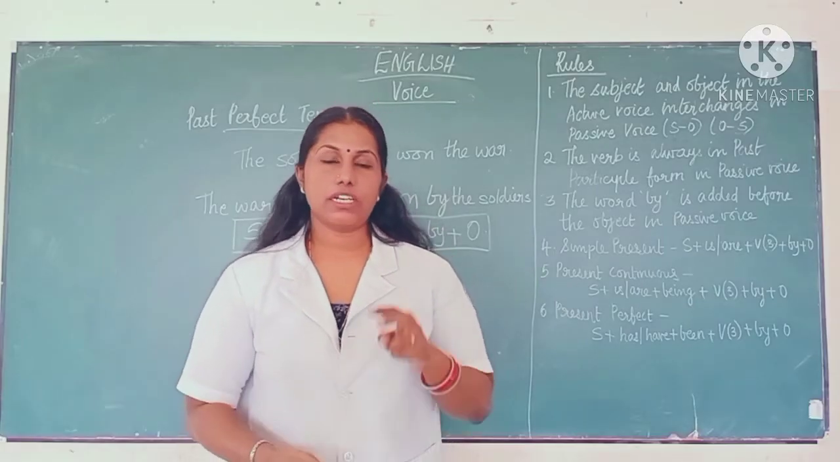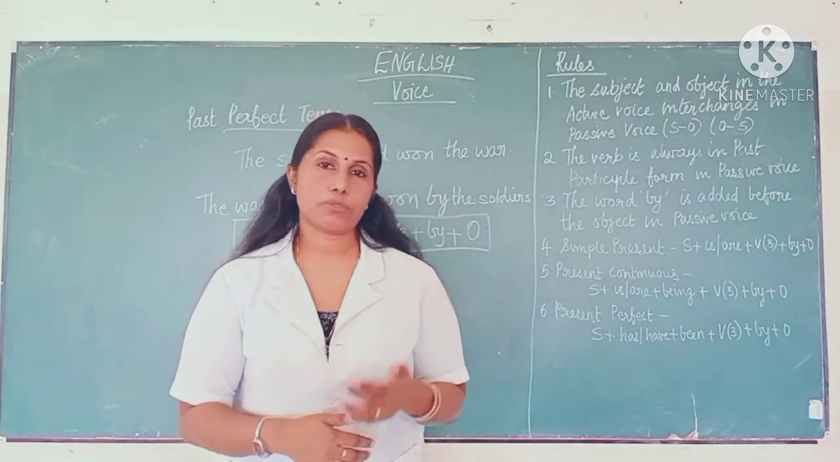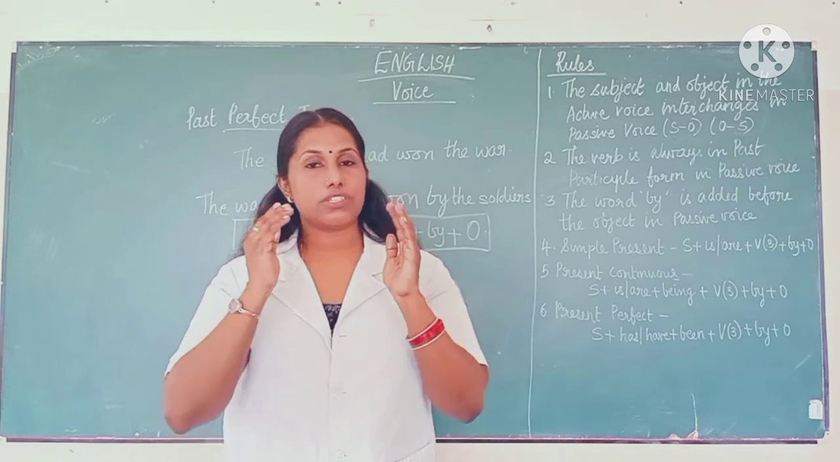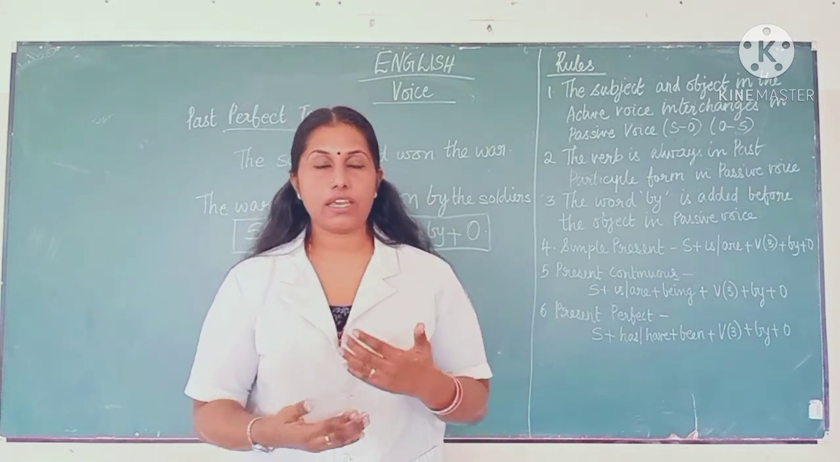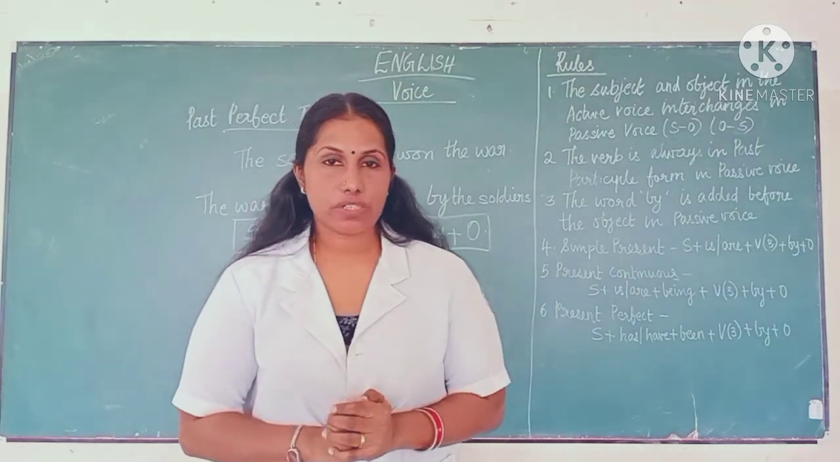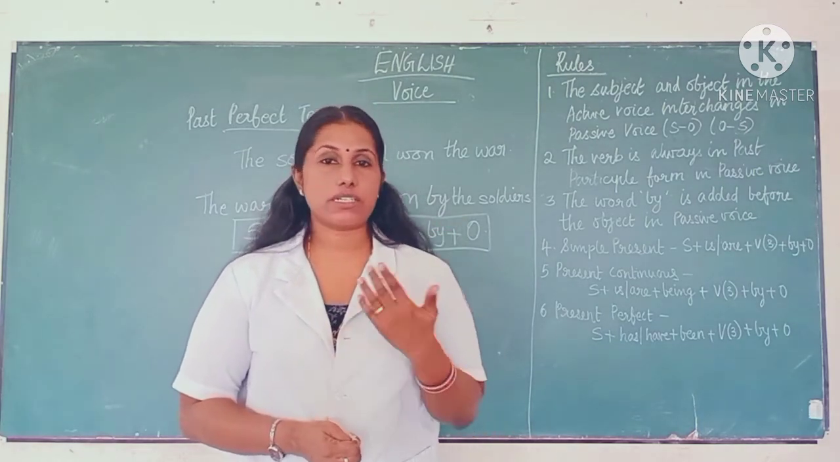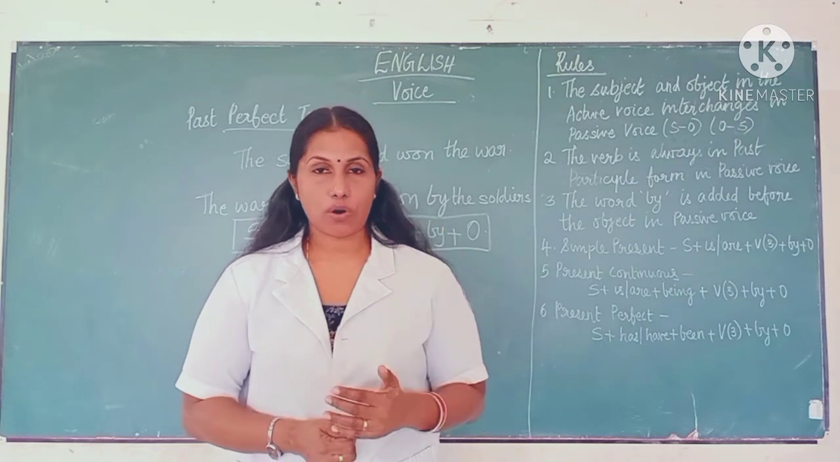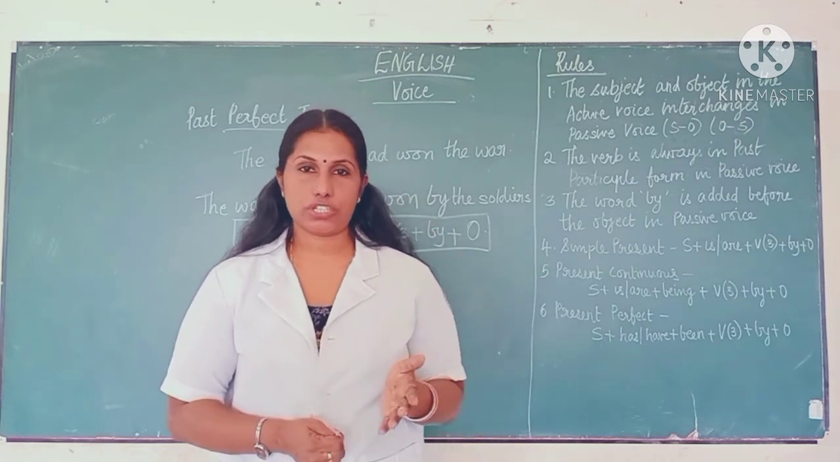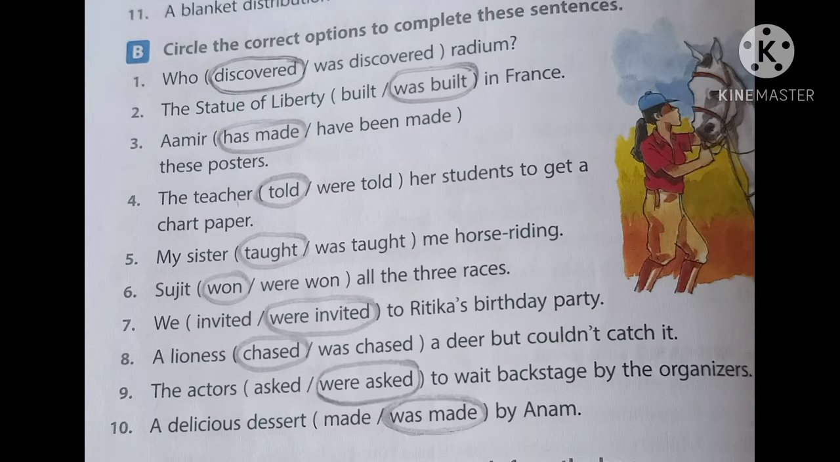So we have studied present tense forms when we are changing into passive voice and past tense forms when we are changing into passive voice. Just go through the rules every day so that it is easy for you to memorize them. Now my children, let us do a few exercises from your textbook so that you have a better understanding of the voice when we are changing it from active voice to passive voice. Okay, we have the first exercise over here to be done, that is circle the correct options to complete these sentences.